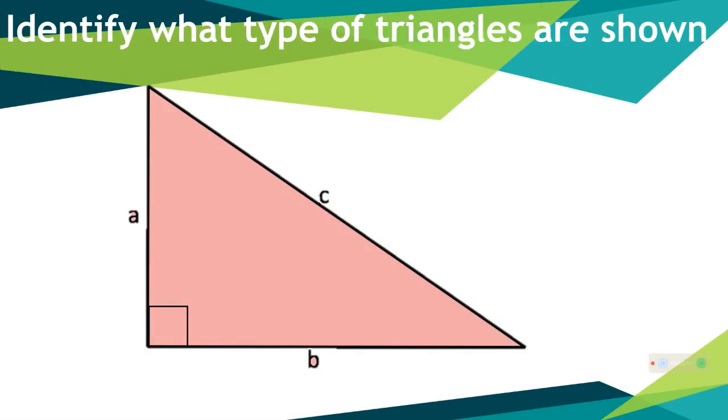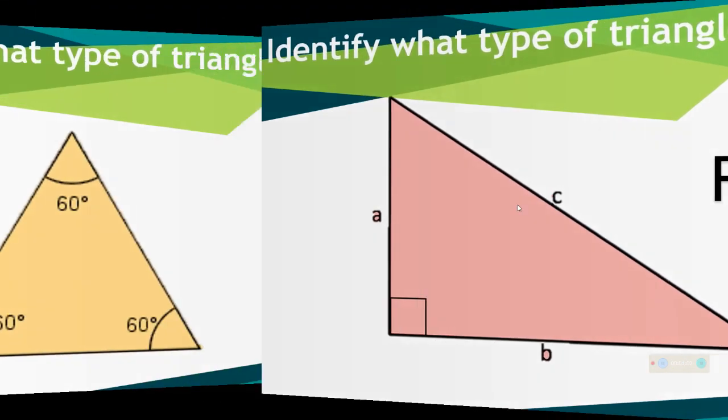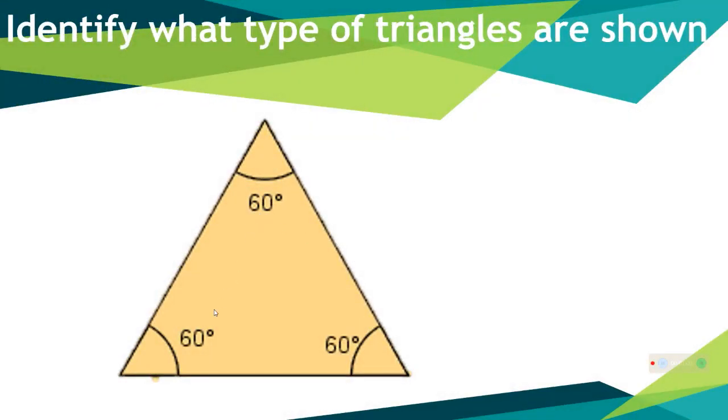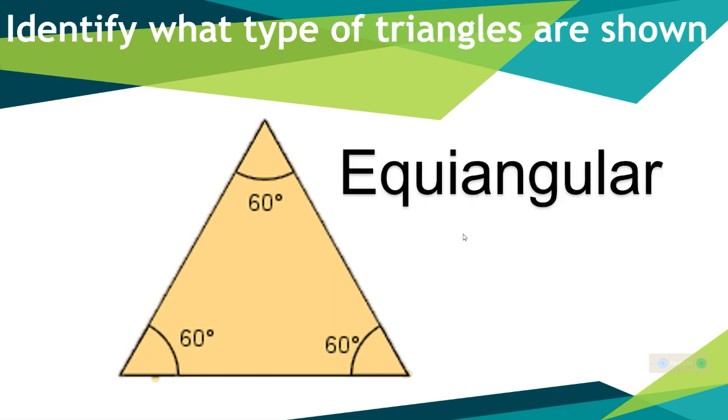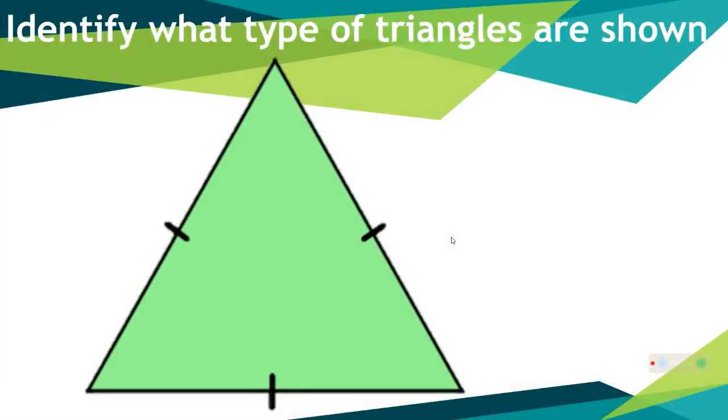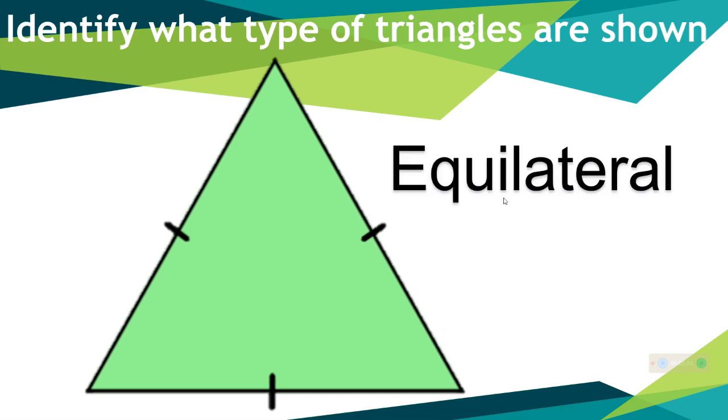Next, how about this one? Yes, we have here a right angle, so that's why this is an example of a right triangle. Next, how about this one? As you have seen, all the angles have a 60 degree measure, so that's why you will have an equiangular triangle. And for the last, we have this one. We have here the tick marks, so that is an equilateral triangle.